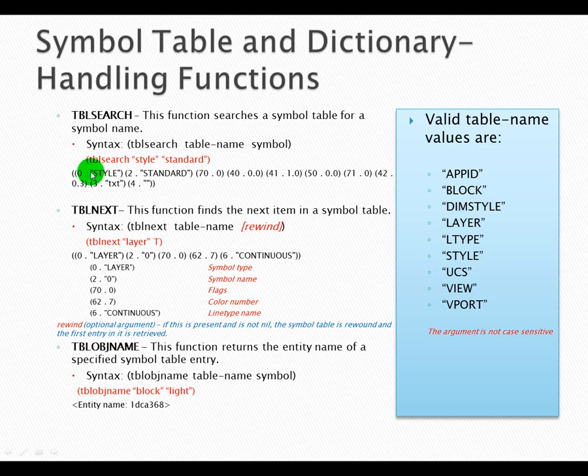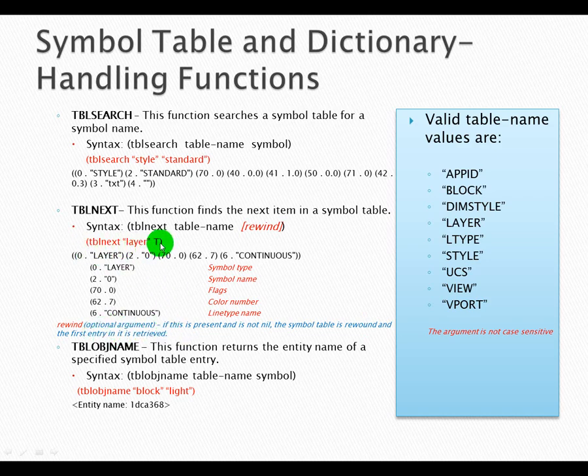There are three major functions in the symbol table to access, search, or retrieve the data. The first one is TBLSEARCH. This function searches a symbol table for a symbol name. The syntax is just TBLSEARCH, the table name, any one of these, and the actual symbol name. For example, we are searching for the style with the name of standard.